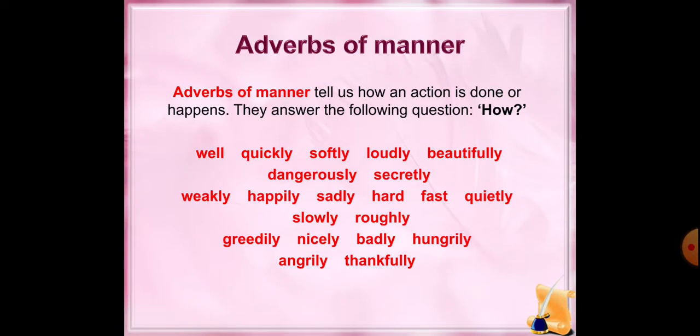Now let's speak about types of adverbs, and the first type is adverb of manner. Adverbs of manner tell us how an action is done or happens. They answer the following question: how? There are well, quickly, softly, loudly, secretly, slowly, nicely, and so on.